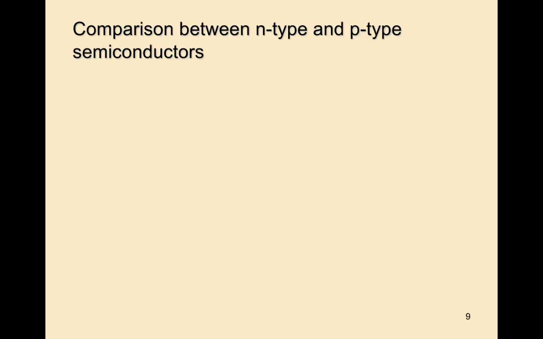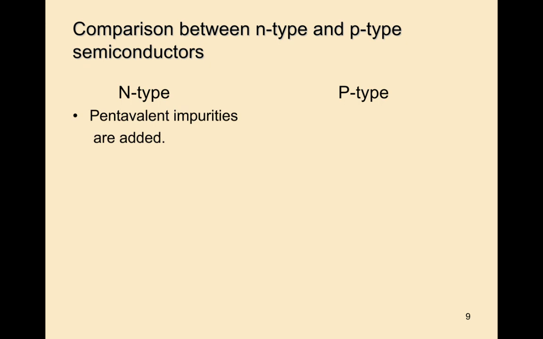Next we will discuss the comparison between N-type and P-type semiconductors. First point is N-type means pentavalent impurities are added. N-type semiconductor means we are adding pentavalent impurities to the pure semiconductor, then N-type semiconductor will be formed, but P-type will be formed by adding trivalent impurities. This is the first difference.